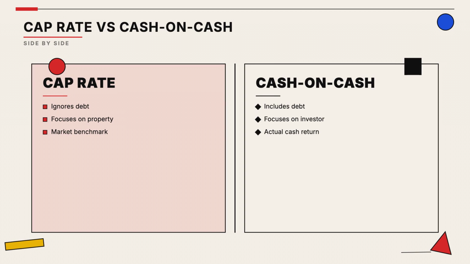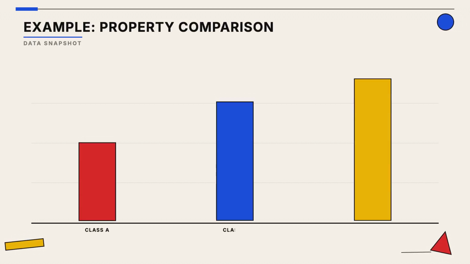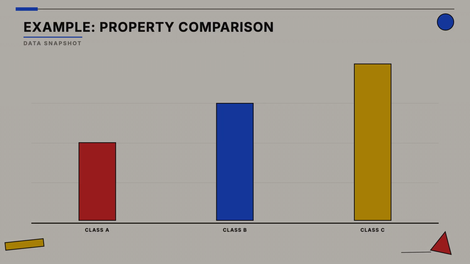Generally, properties in riskier or older areas have higher cap rates to compensate investors for the potential for higher maintenance or vacancies.